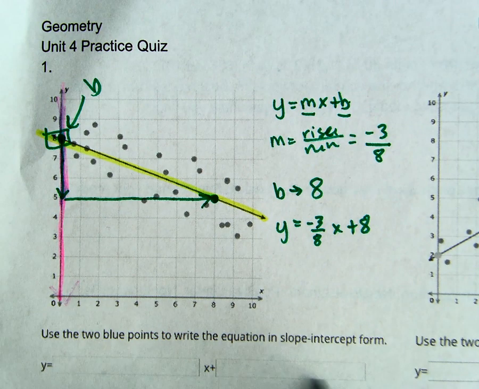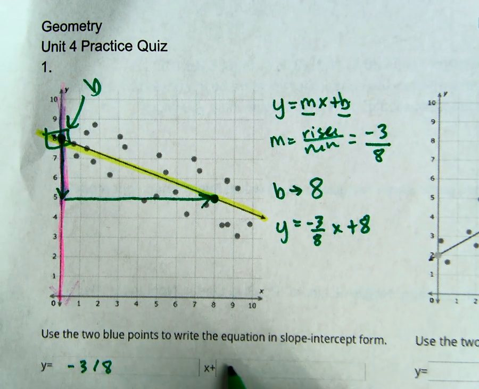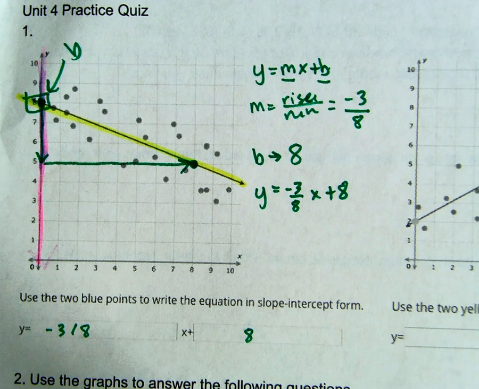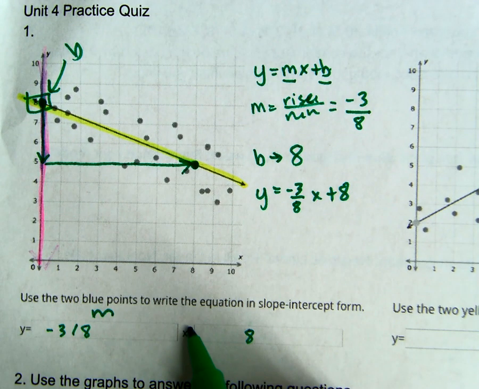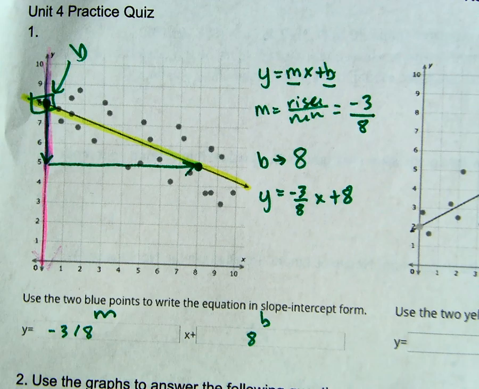When I've typed that in the calculator, in the first box, I'm going to type -3 slash, right, and then 8. And then in the second box for my y-intercept, I'll just type 8, right, because the first box is m and the second box is b.